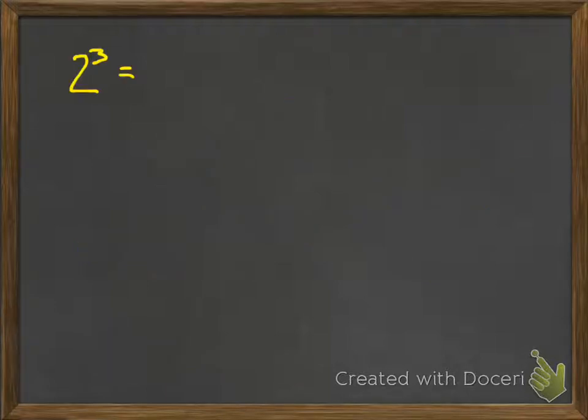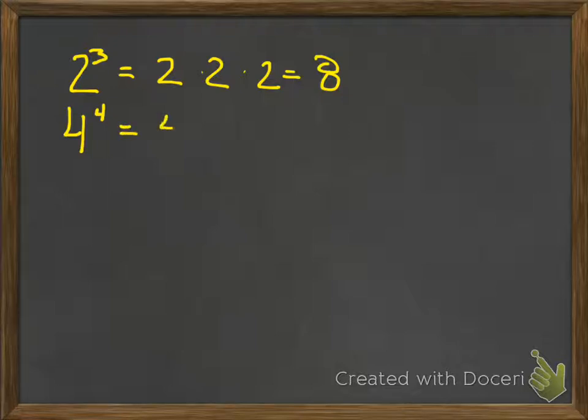Alright, so let's look at just remembering what an exponent is. You should have already been introduced to this in middle school. But 2 to the third power, again, means 2 times 2 times 2, which would equal 8. So 2 to the third power is 8. 4 to the fourth power would be 4 times 4 times 4 times 4, repeated 4 times. So again, exponents mean repeated multiplication, which is 256.